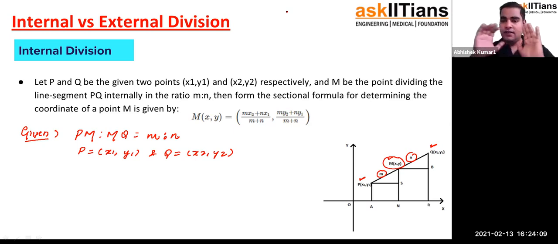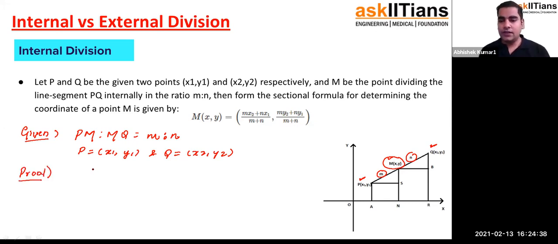Have you understood what is given and what we have to find out? The coordinates of P are given, coordinates of Q are given, and PQ is a line joining P and Q. There is a point M lying between P and Q, dividing PQ in the ratio M ratio N, and we have to calculate the coordinates of M. So let's see how we can do it. It's quite easy. It's not difficult at all.